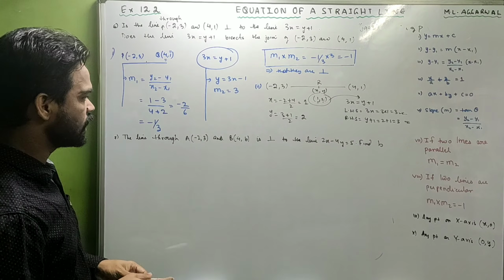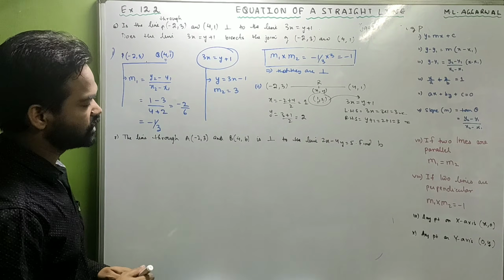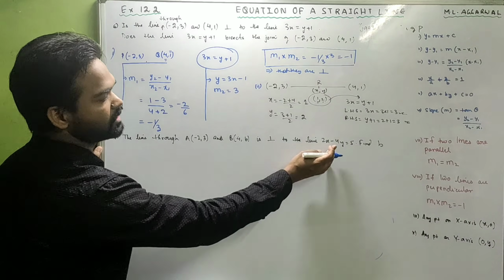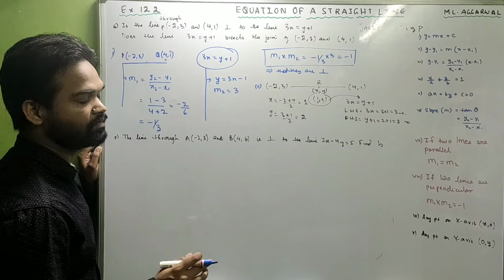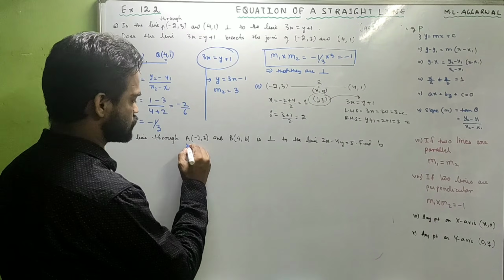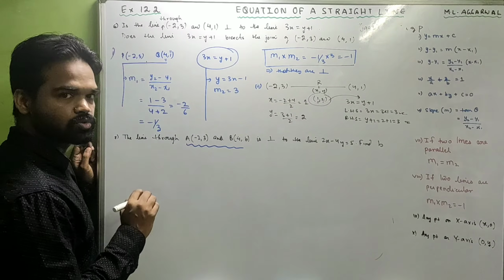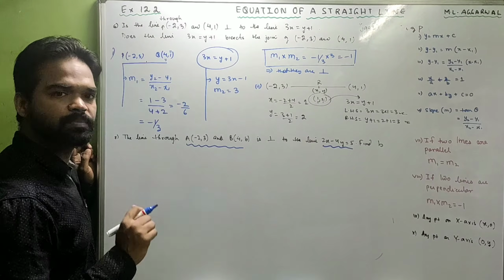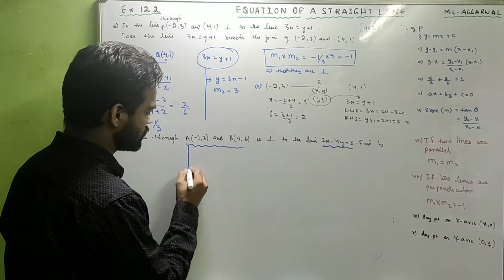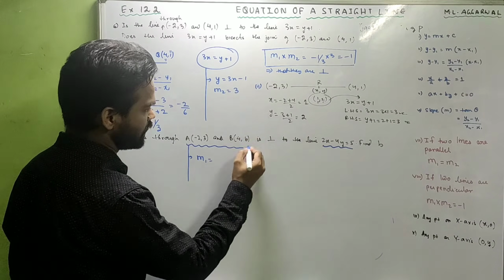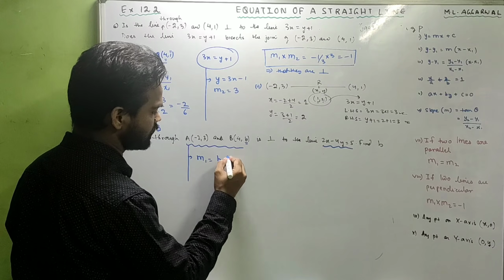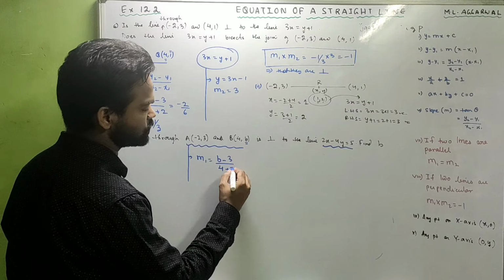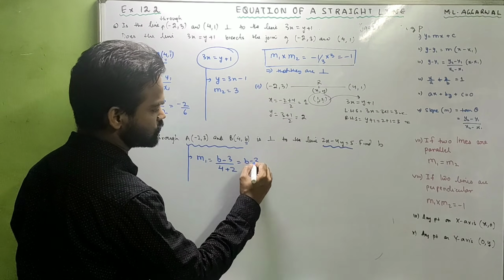The line through A minus 2, 3 and B 4 comma b is perpendicular to the line 2x minus 4y equals 5. Find b. Find the slope of the line passing through AB. Find the slope of this, and the product of the slopes is minus 1. Let us see. First of all, the slope m1 is y2, which is b minus y1, over x2 minus x1, which is 4 minus of minus 2, that is plus 2, which means b minus 3 by 6.